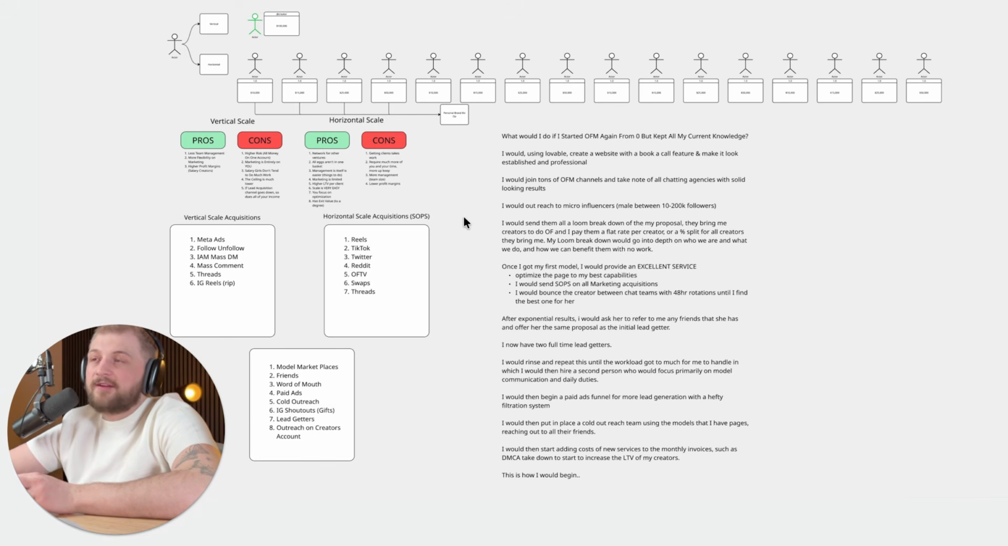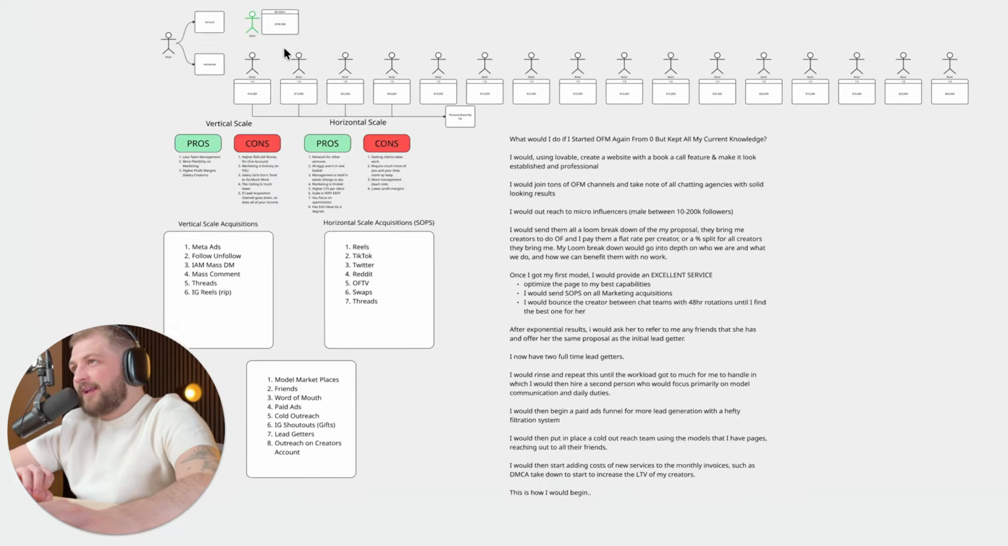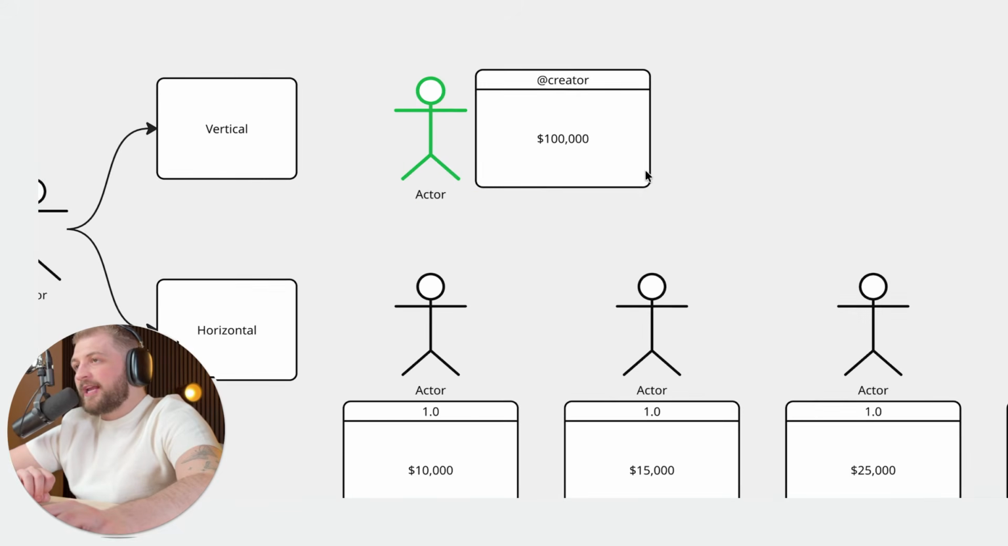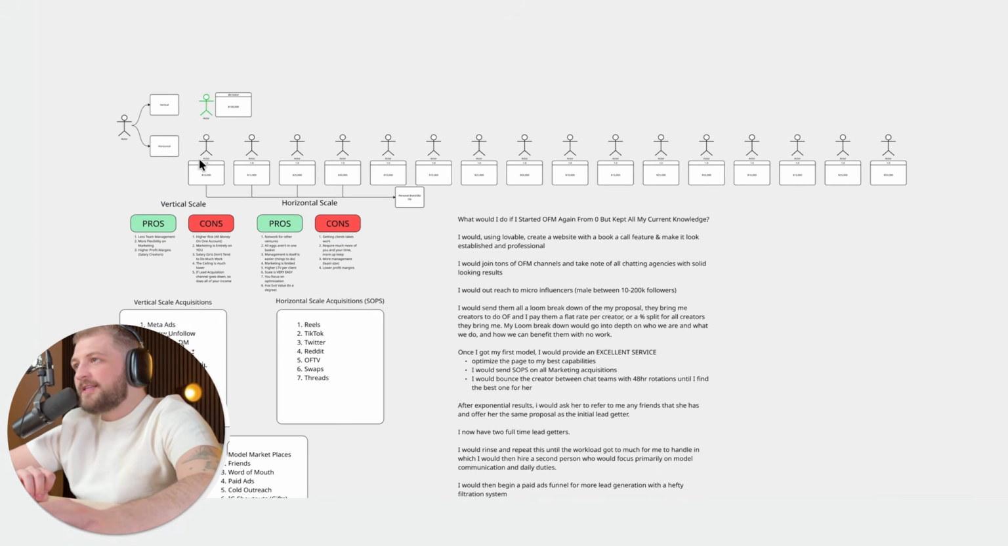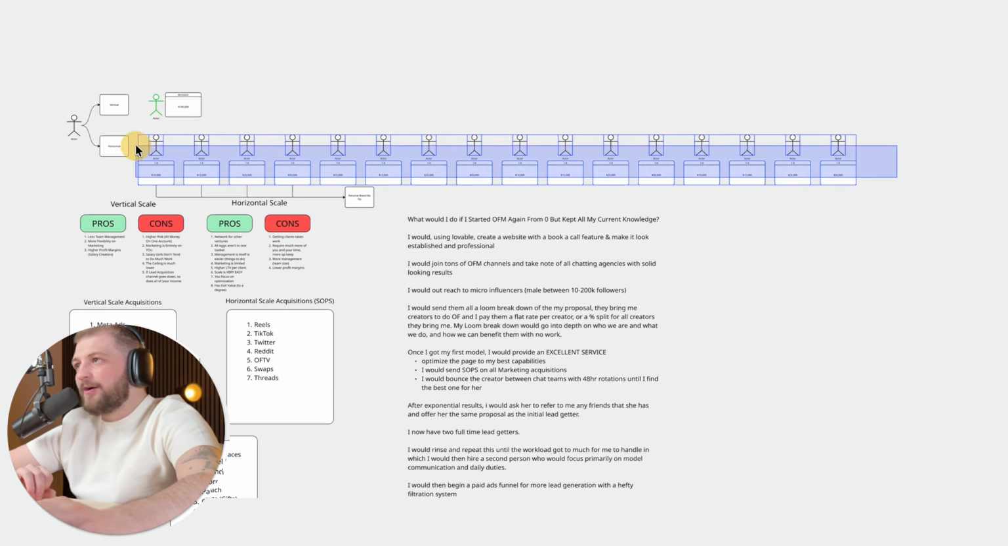My LTV is very high. My churn rate is very low with an excellent service. And if one of the models leaves, my income doesn't take a hit. I would then take the income that I'm making from that operation and then start injecting it into vertical scale models on a vertical scale page and have the best of both worlds. Have a massive high earning page that I keep 90% of the profit on, and then have this entire thing outsourced to or delegated to my team.